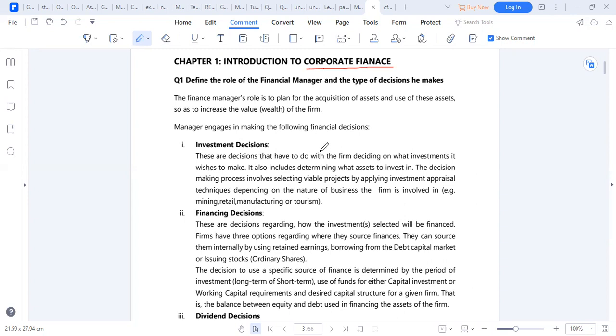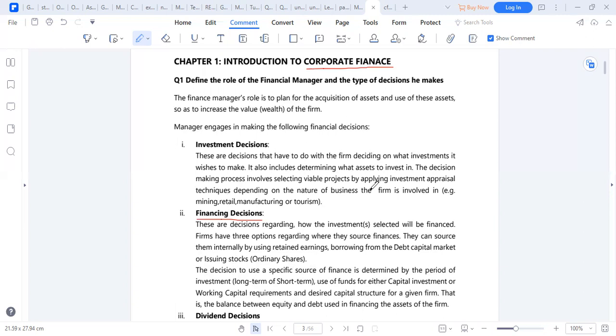So this is where the decisions come in. You should be able to understand when to accept a project as being viable, when to reject, and how to calculate the investment appraisal methods like IRR, AAR, and profitability index. The other decision that the manager must also make are financing decisions.